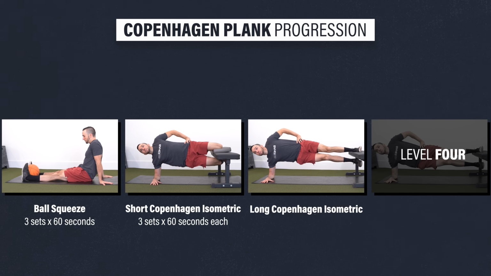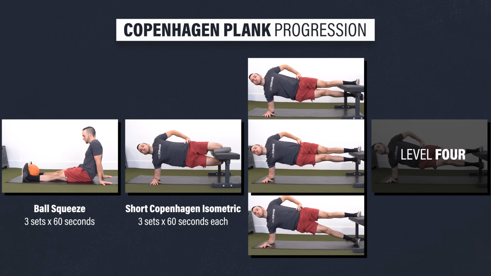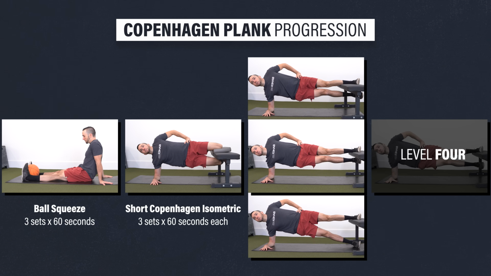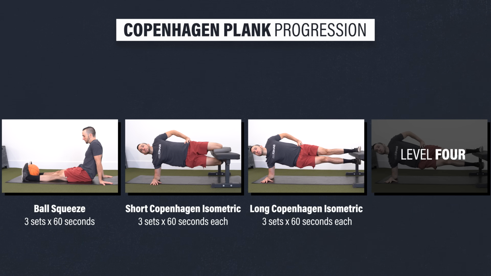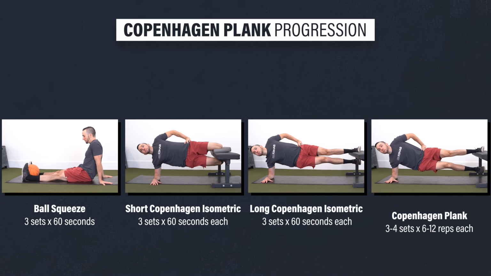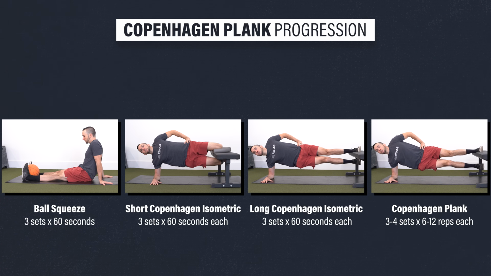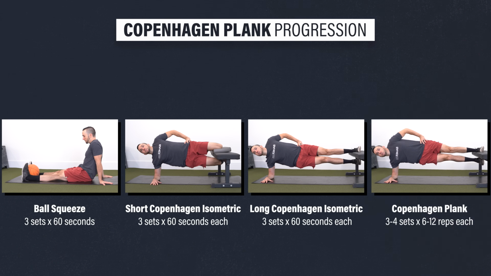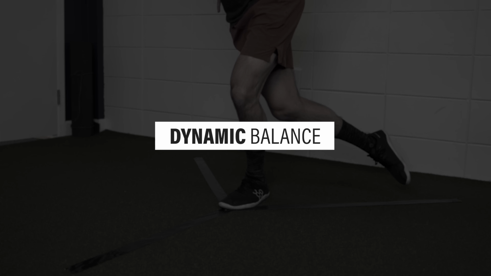Level 3, Copenhagen plank isometric. Straighten your legs and place your top ankle on a bench or chair. If you find this too challenging or uncomfortable, you can either start with your top leg at shin level or use your bottom leg for support. Build up to 3 sets of 60 seconds on each side. And level 4, work up to the long Copenhagen plank, where you lower and lift your bottom hip and leg under control. Category 3, dynamic balance.